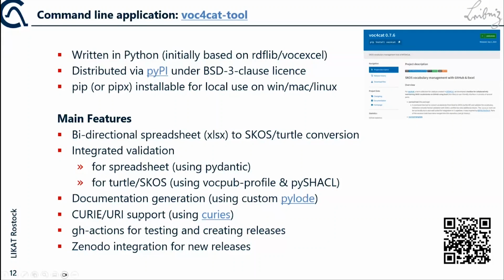Then we use, from Charlie Hoyt, the CURIE-URI support with his package, which was quite nice, also for the conversion between the different forms. And then we use, of course, GitHub Actions to do all the testing and creation of releases. We have also set up Zenodo integration so that every time we create a new release, a Zenodo DOI is created.